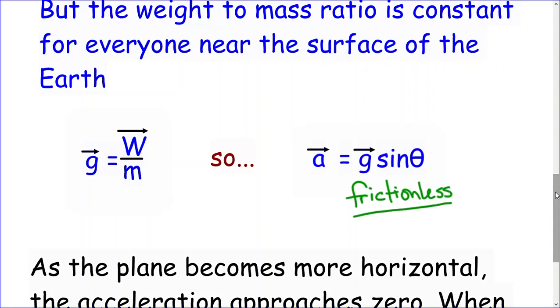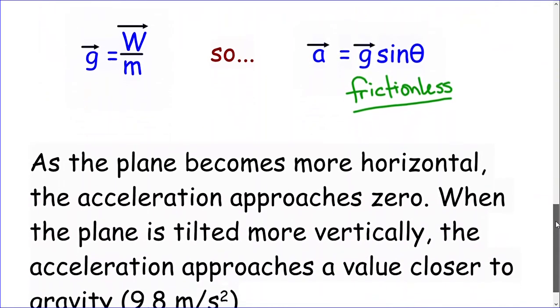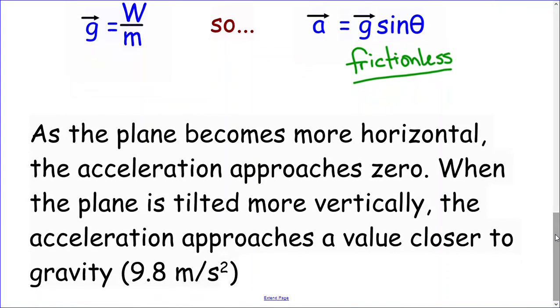So, as the plane starts to become more horizontal, the acceleration approaches 0. It's becoming flat, so it's not sliding up and down the ramp. When the plane is tilted more vertically, the acceleration approaches a value closer to gravity, closer to that 9.8.